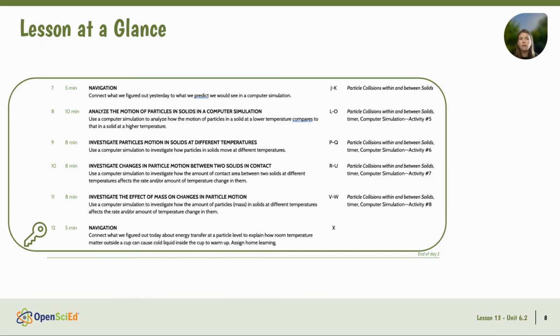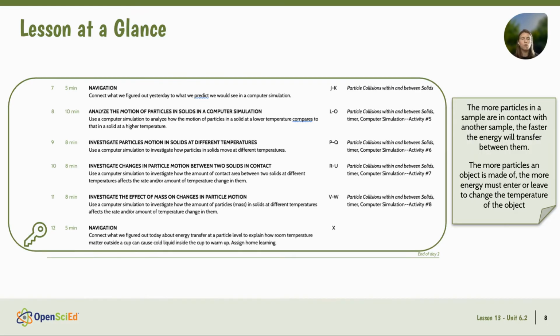On day 2, we have a second sense-making loop. Here we use another simulator to carry out several investigations into particle interactions between solids. And again, we apply all this to explain what's going on with the cup system. From these investigations, we figure out that the more particles in a sample are in contact with another sample, the faster the energy will transfer between them. And the more particles an object is made of, the more energy must enter or leave to change the temperature of that object.